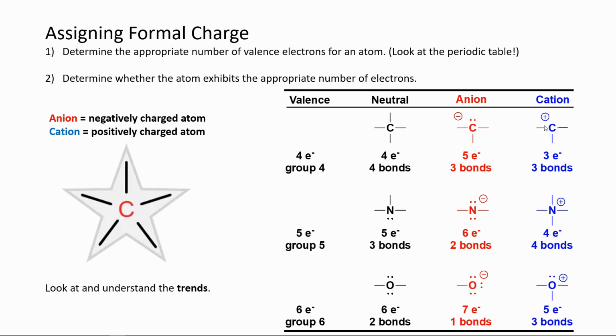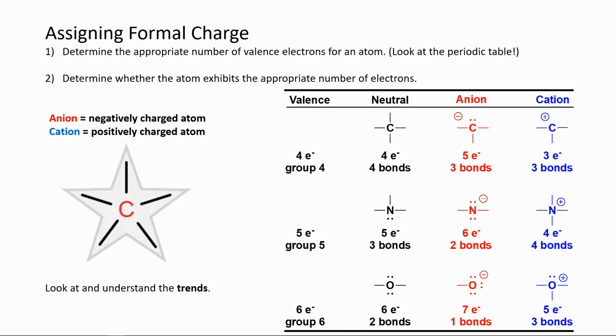Cationic carbon, now we have an empty orbital here with no electrons, so it only has 1, 2, 3 bonds, each of which it gets 1 electron from, and therefore it has a positive charge. So the formal charge of this carbon is going to be positive because it has 1 less electron than its group.